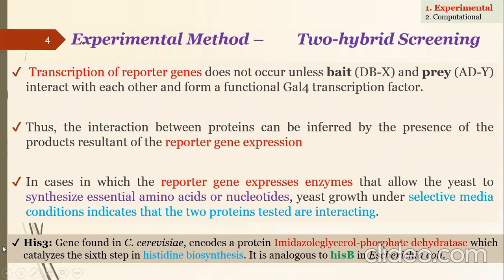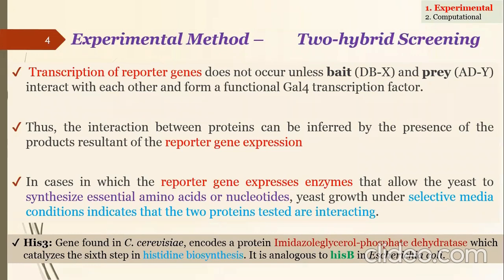So it is important in the histidine biosynthesis, and this HisB is the analog in E. coli. Like in the bacteria, HisB is there, in the yeast, HIS3 is there. So these two proteins are analogs of one another. So they will be producing histidine, and if we remove histidine and do not add histidine, this will be a test of whether the proteins are interacting or not.